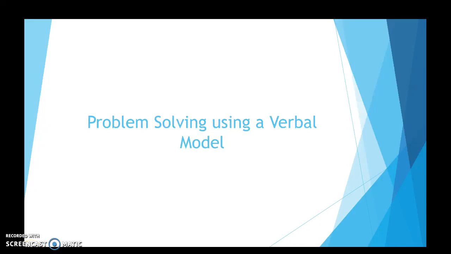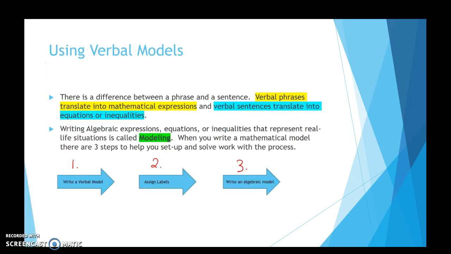Hi students, this lesson is on problem solving using verbal models. In the previous lesson we worked with verbal phrases, translating them into mathematical expressions, whereas in this lesson we're going to be working with verbal sentences and translating them into equations or inequalities.